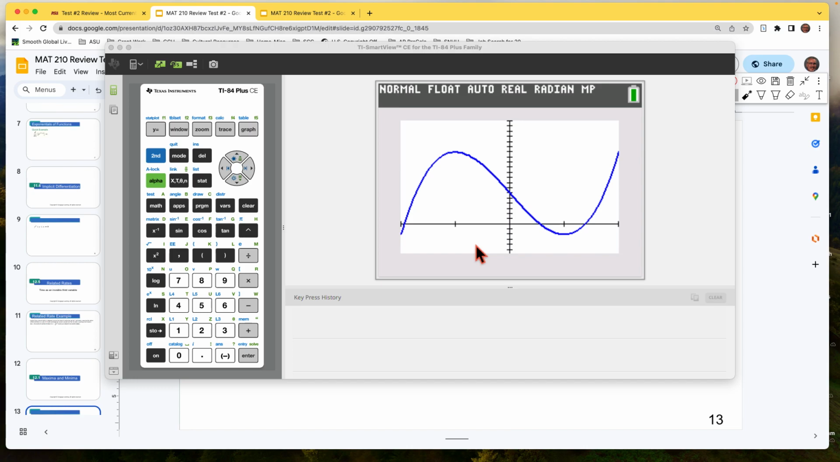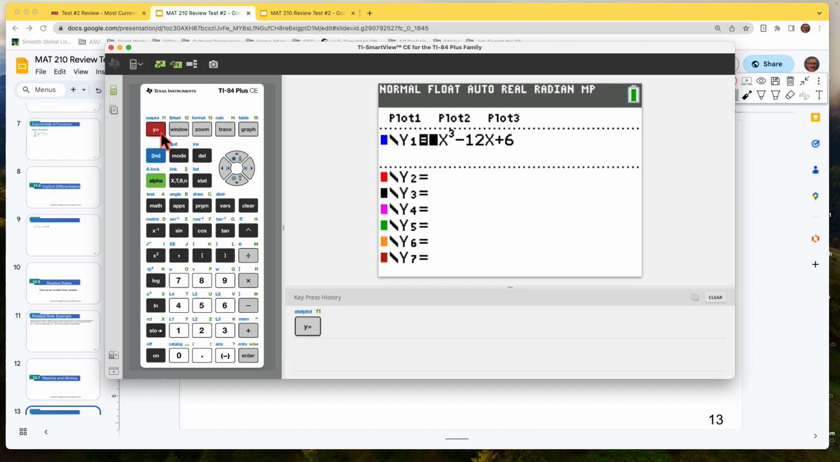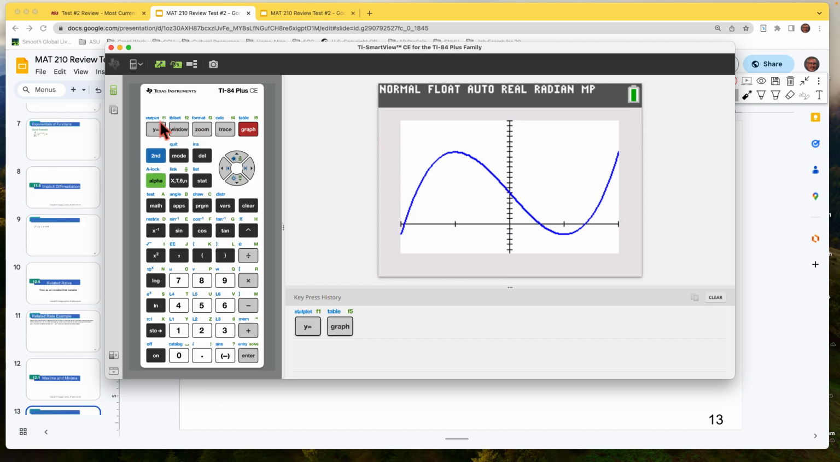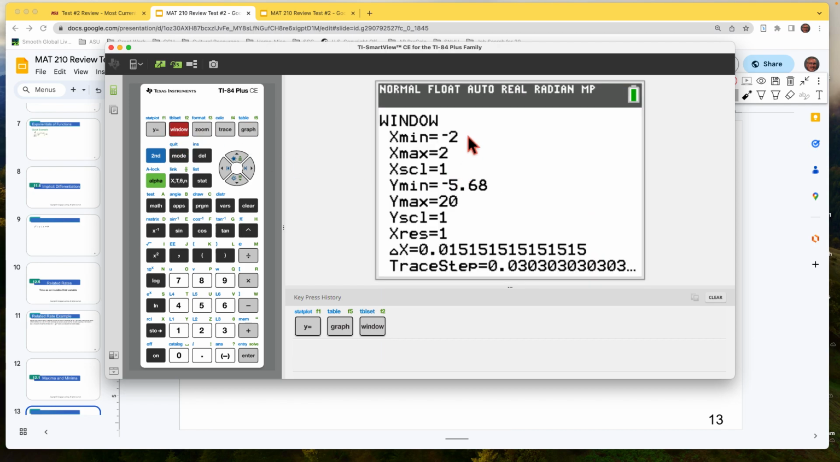And actually, I did this yesterday, so it's actually already graphed. So just to show you, 4x to the third minus 12x plus 6. If we look at the graph, what I did is on the window, I put the x minimum at -2 and the x maximum at 2, so I've got my endpoints. I'm not looking at extraneous stuff. I kind of figured out what the y's needed to be so I could see the graph.